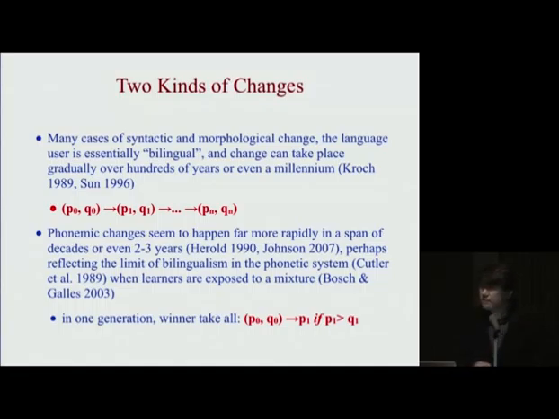Phonemic change can happen very rapidly. I'll show you some dramatic examples, sometimes 2 or 3 years. You can think of this as the learner being exposed to a mixture of two different phonemic systems, and they learn one of them rather than learning a probabilistic distribution over the two. And that makes sense. There's no penalty in having two different ways of saying the same thing, but it is somewhat peculiar to assume you have half of a phoneme, right?